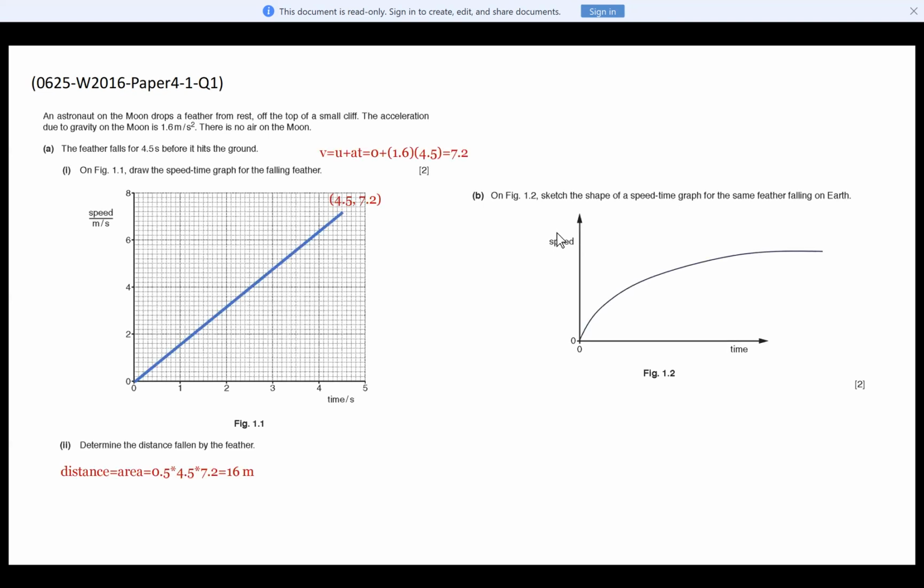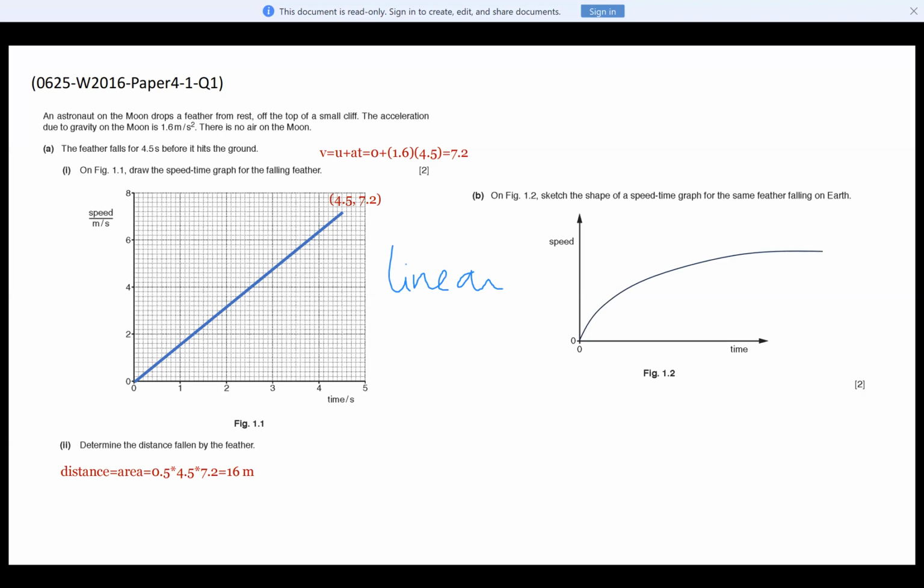So let's check the answer here. In this case, the acceleration is 1.6 and it's constant. More important than the value is that it's constant. So we expect the shape of the graph to be linear. You should watch the concept video before watching this video in order to understand when the graph is linear and when it is a curve.